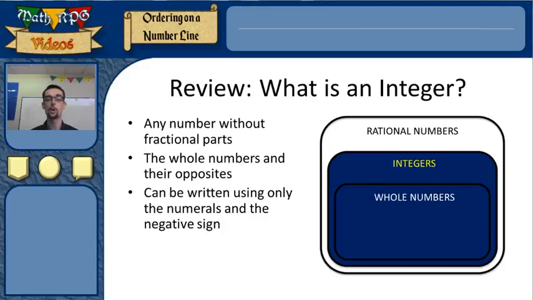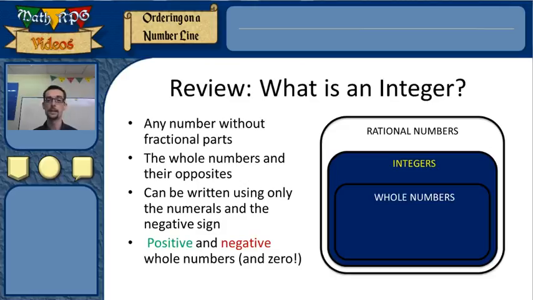Integers are the numbers that could be written without using any kind of decimal point or fraction bar, and they're the positive and also the negative whole numbers. There's some different ways of thinking about it. Also, zero is an integer. So that's a review of what the integers are.